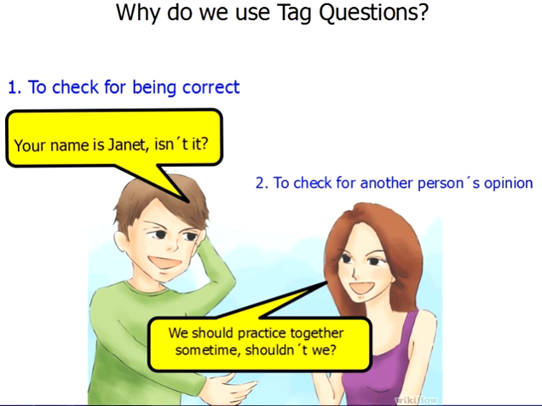So, just to review, the two reasons why we make tag questions and use tag questions are, number one, to check for being correct. So when Manuel isn't sure about Janet's name, he says, your name is Janet, isn't it? With the rising intonation to check for being correct. And the other reason we use tag questions is to check for another person's opinion about something. So when Janet said, we should practice together sometime, shouldn't we? And in this context, there is no rising intonation when you want to ask for someone else's opinion.